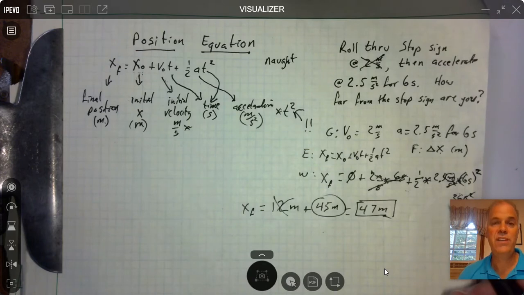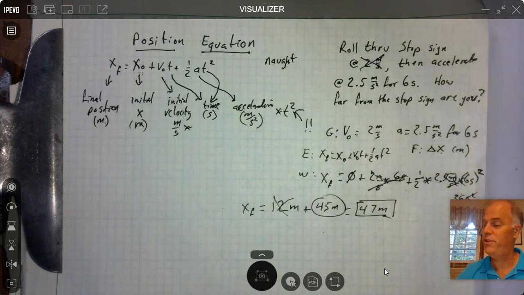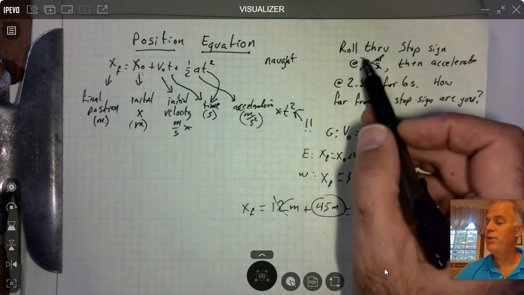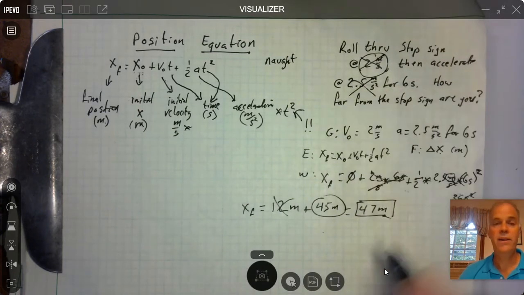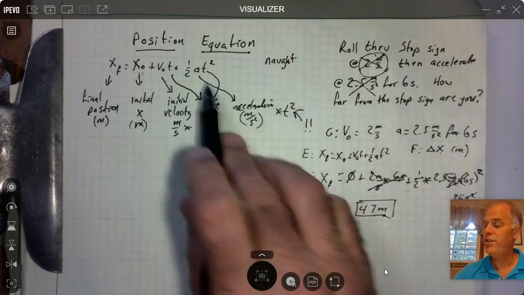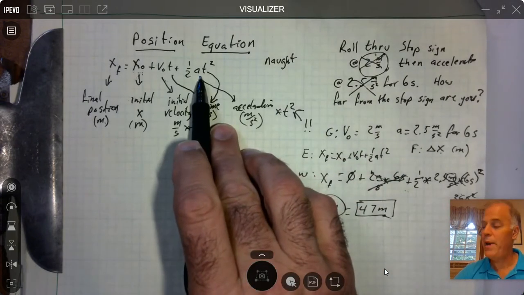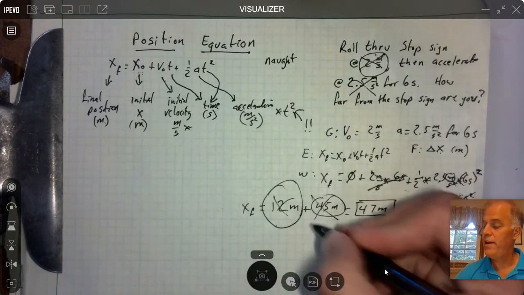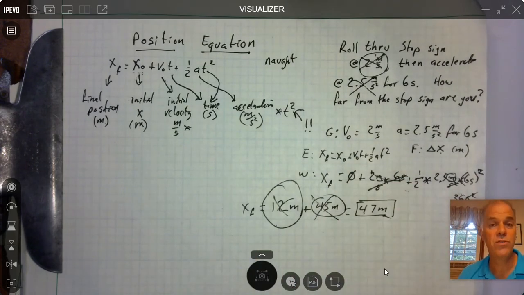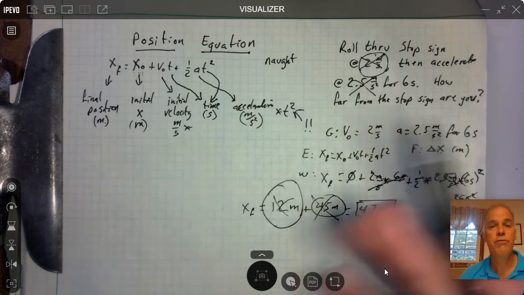Now, conversely, what if we didn't accelerate? What if we saw a police officer watching and we said, uh-oh, and kind of froze up and just kind of rolled through the intersection at our 2 meters per second? So this is valid, but we don't accelerate. Well, in that case, the acceleration is 0, and this term will drop out. And then in that case, our distance would be 12 meters, and acceleration doesn't do anything for us. Okay, and that's what you'll find as you do these.